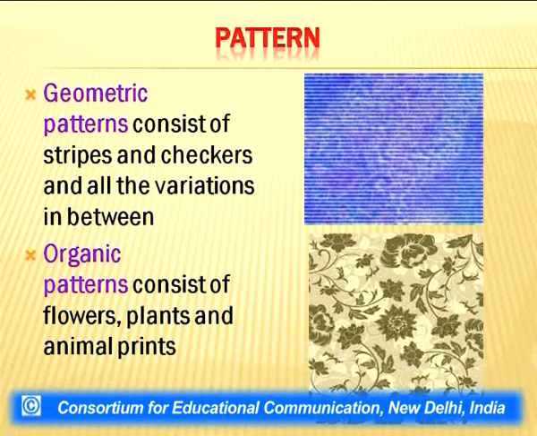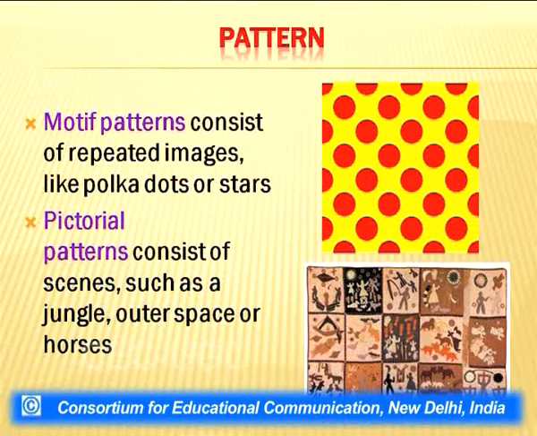You can see from an example. In this example, this is organic because we are taking a flower and we are repeating it. And the repetition, now the repetition can be planned or random. But this is an organic design because it is taking the flowers, plants and animal prints. Now another type of pattern is called motif pattern. In this motif pattern, it consists of repeated images like polka dots or stars.